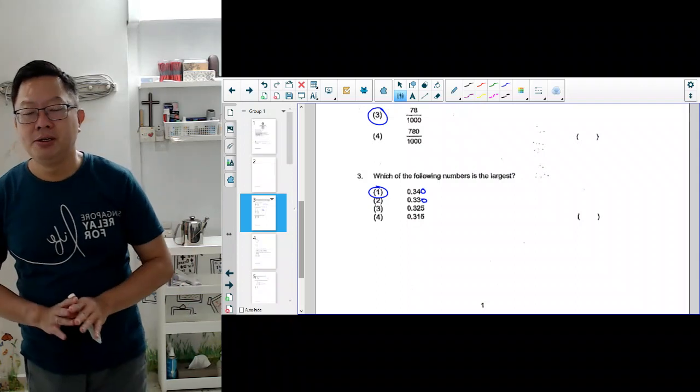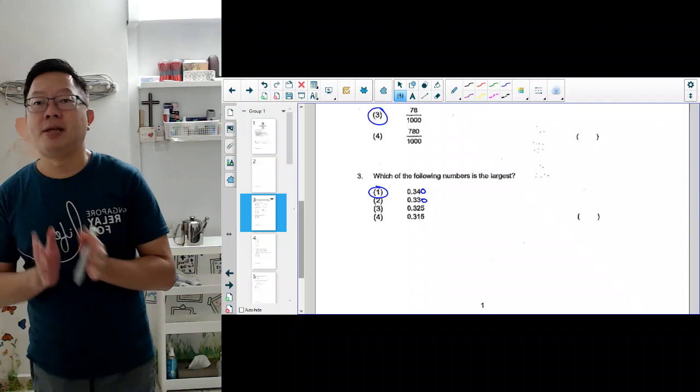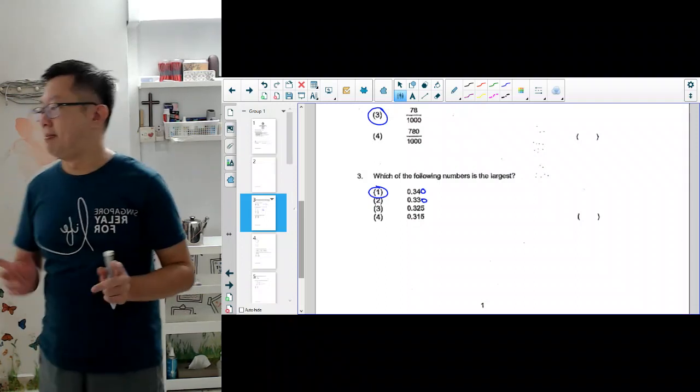So for this question, what's the lesson? The lesson is you cannot compare the decimals when there are different decimal places. You have to make all the decimals have the same number of decimal places.